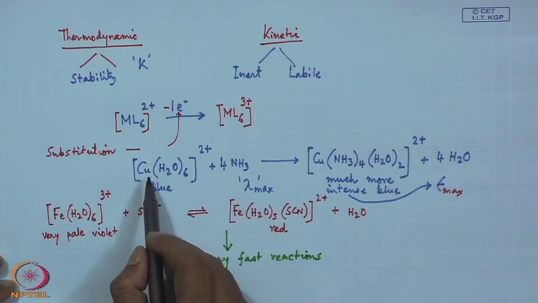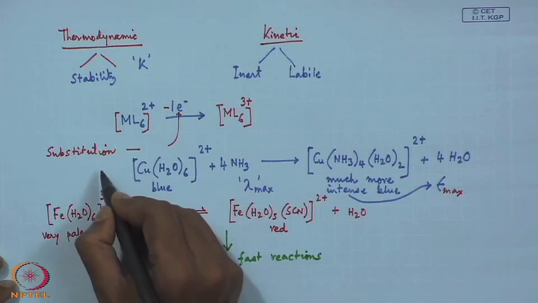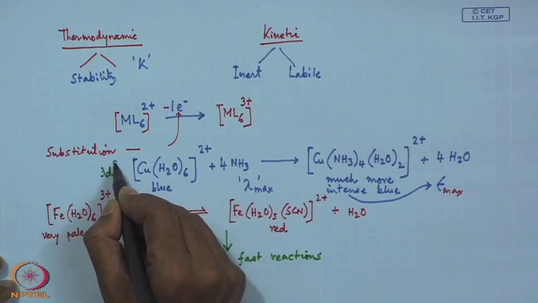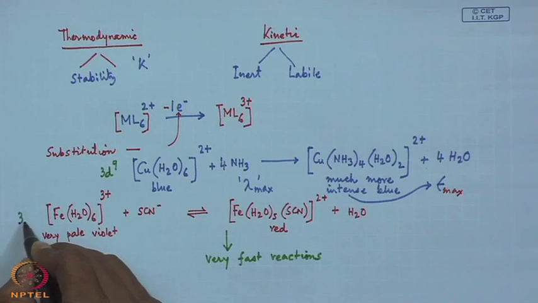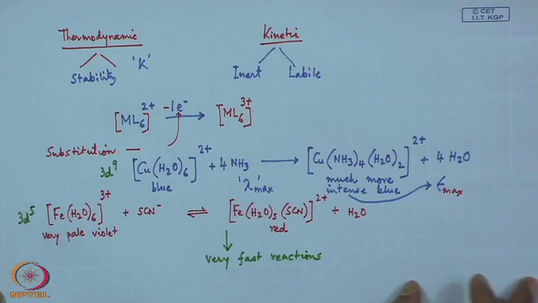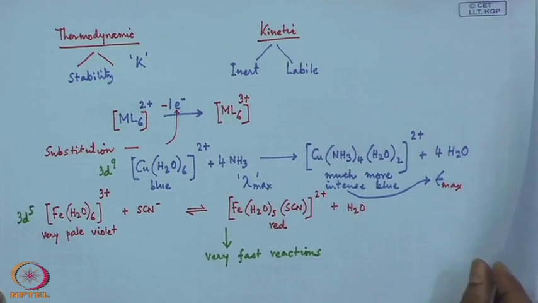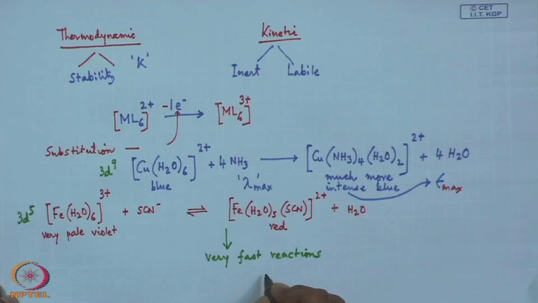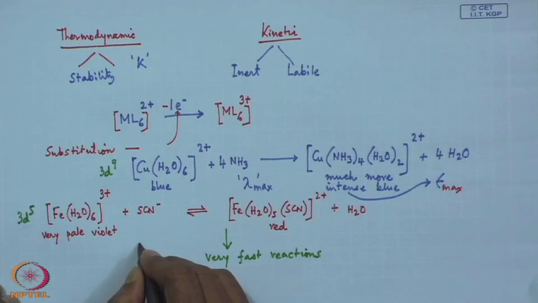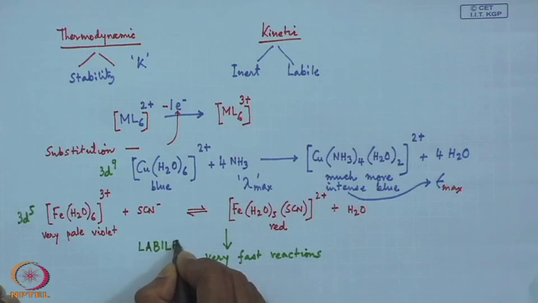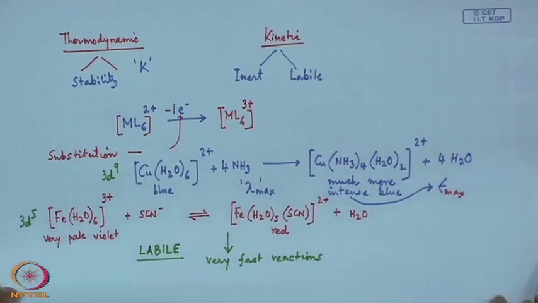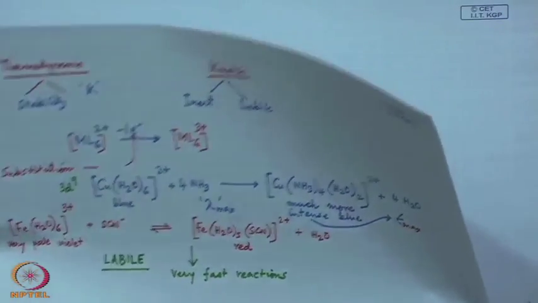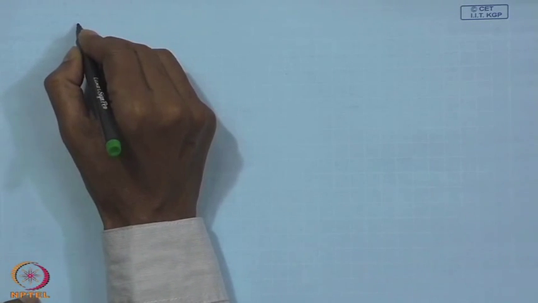So, aqua compounds having a particular electronic configuration, this is 3d9 and this is 3d5. So, these two electronic configurations can tell us they have very fast reactions for ligand substitution reactions, therefore, they are kinetically labile complexes. So, the complexes which we are talking about here are labile in nature.